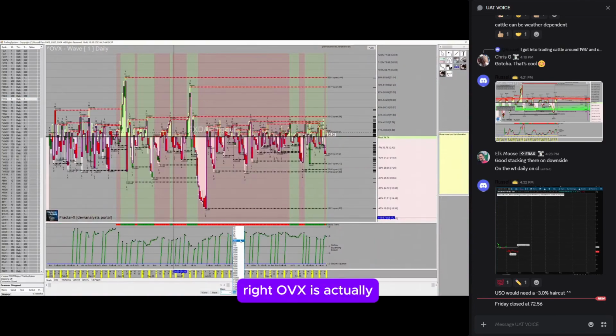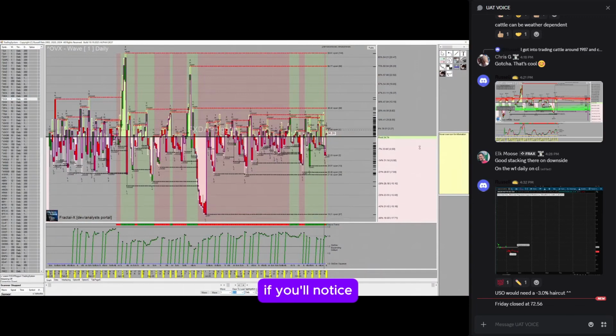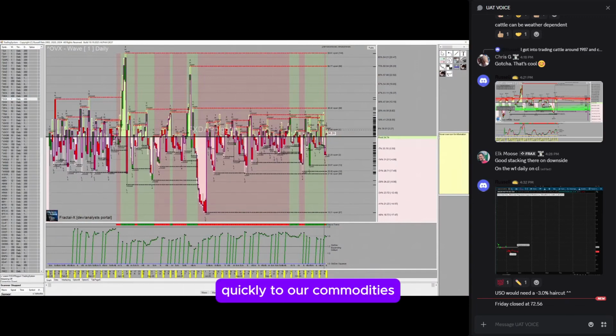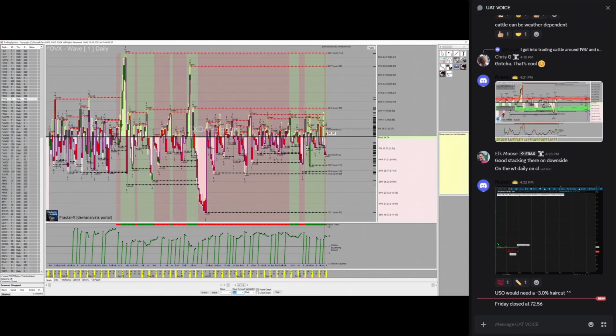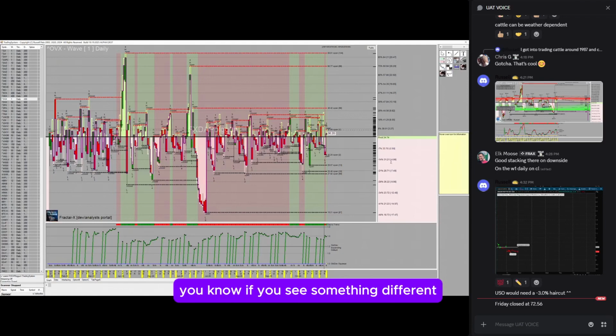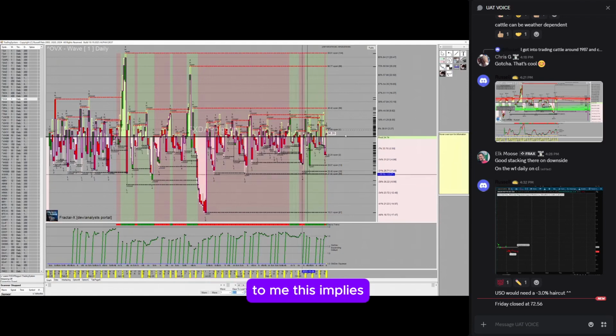OVX is actually a lot different, if you'll notice very quickly, to our commodities. We are at almost the end of the pacer squeeze, meaning there is a massive move looming. If you see something different, let me know. But to me, this implies there's a pretty substantial move looming for crude oil implied volatility in the future. So a whipsaw of some sort.